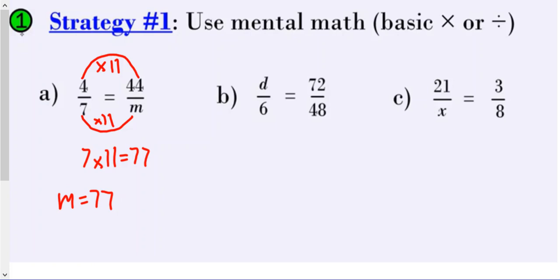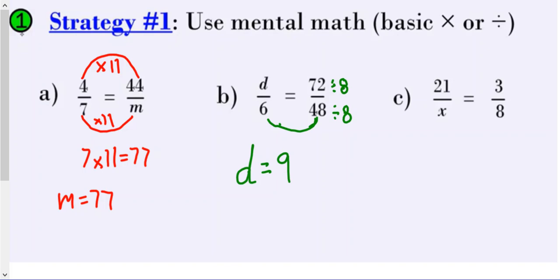Alright, now number 2, we're going to be going from a bigger number to a smaller number. So we're going to be using the opposite of multiplication. We're going to be using division. Okay, so if we have 48 and 6, we're going to ask ourselves, what would I need to divide 48 by to get to 6? And 48 divided by 8 will give you 6. So we need to divide 72 by 8, and that'll give us the value for D, and D is equal to 9. 72 divided by 8 equals 9.